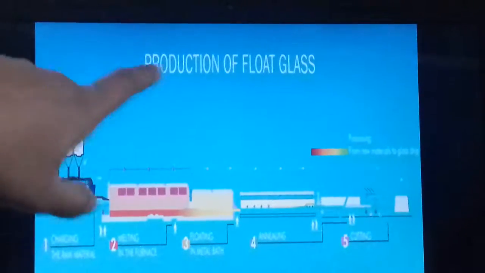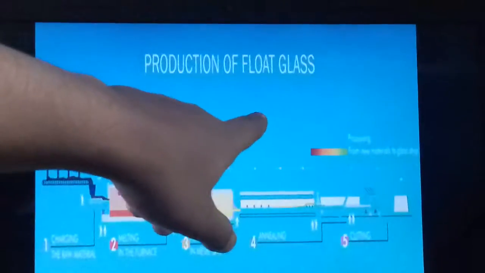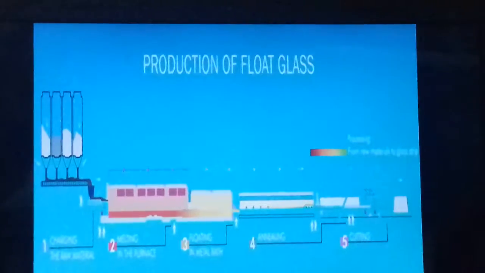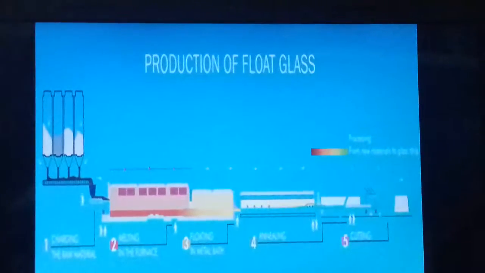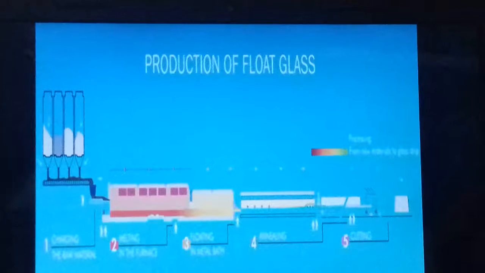What we have added: Na2CO3 plus CaCO3 plus SiO2 plus K2CO3 plus cullet, the broken pieces of glass. They are mixed very thoroughly, then heated up to a temperature of 1000 degrees centigrade. So the solid mixture will convert into liquid.